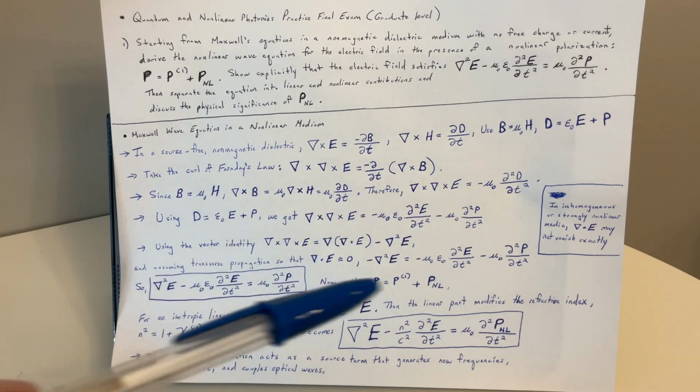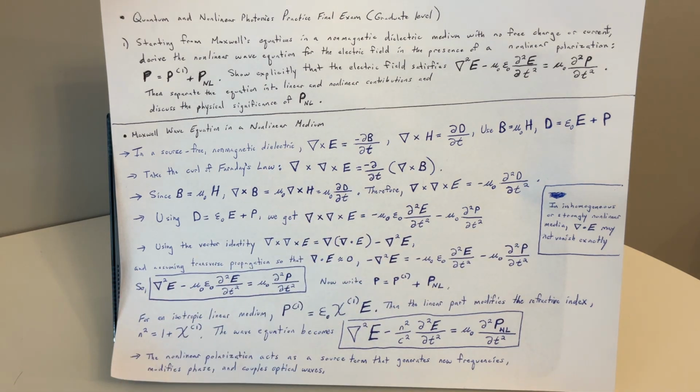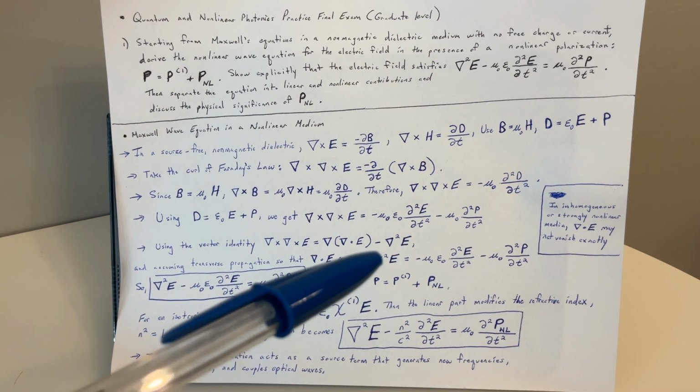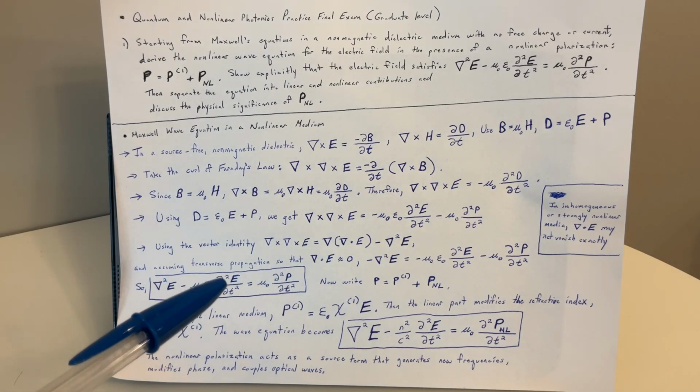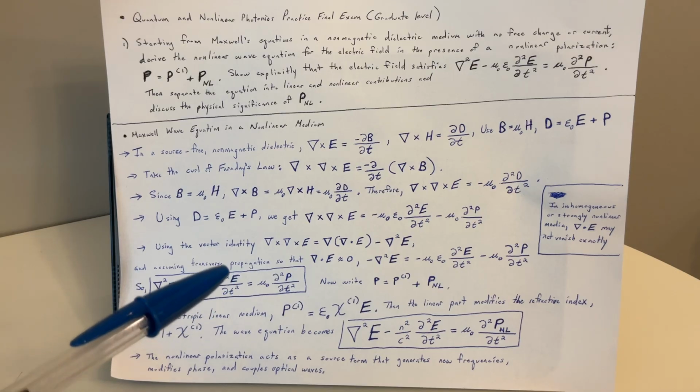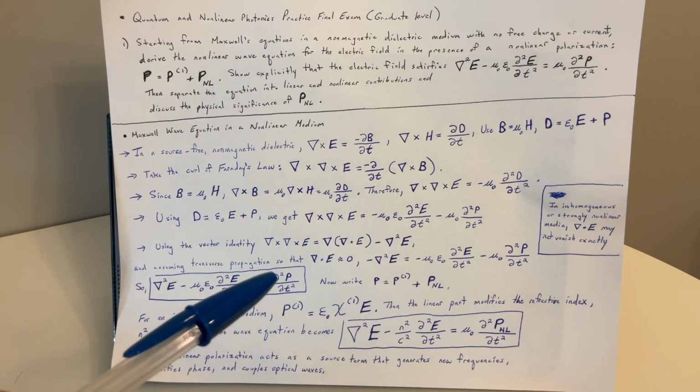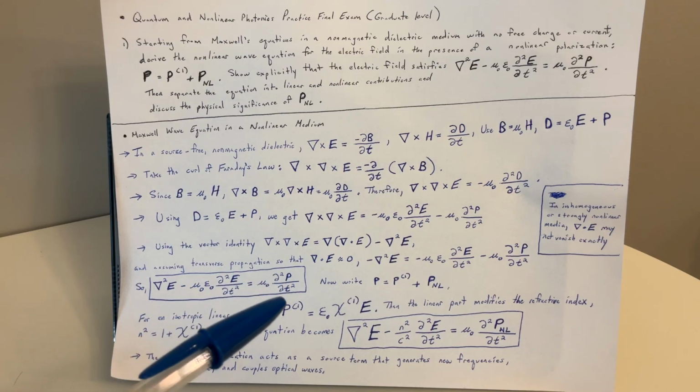Very famous equation here for this negative del squared E. And just as a note here, in inhomogeneous or strongly nonlinear media, that dot of del and E may not vanish exactly. Okay. So we get this following, that del squared E minus mu naught epsilon naught second partial of E with respect to t equals mu naught second partial of P with respect to t.